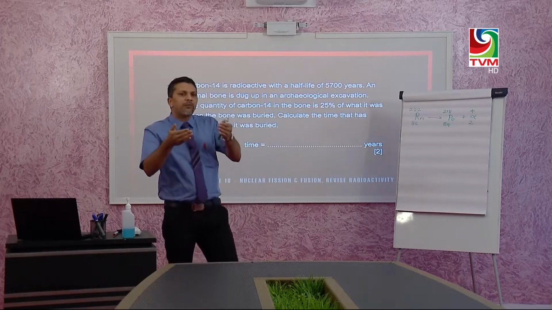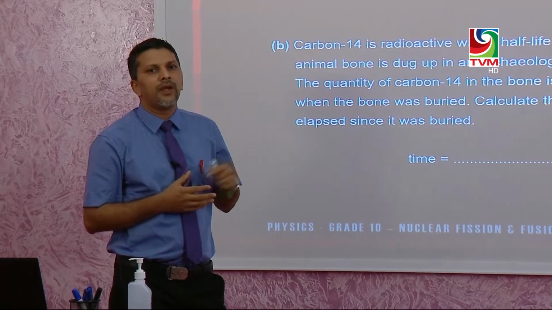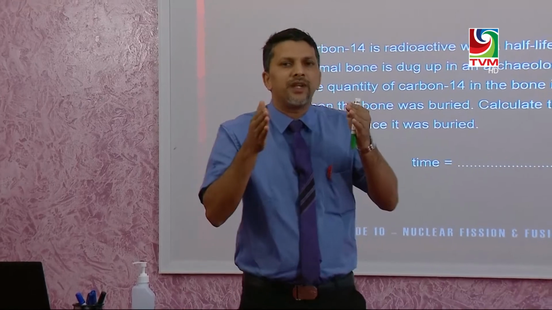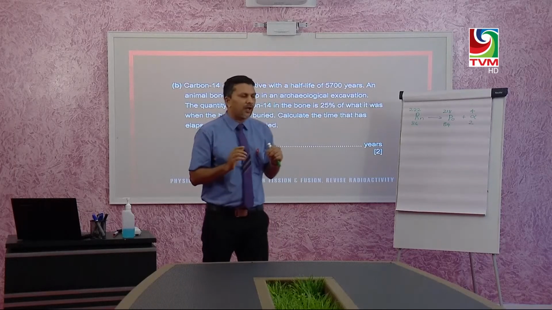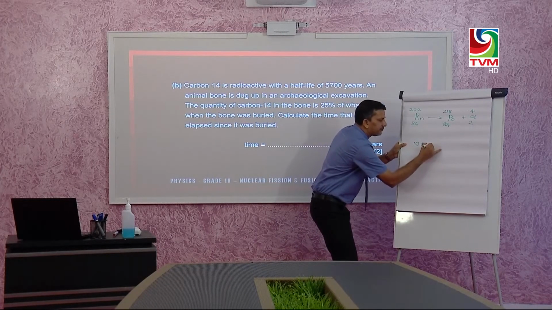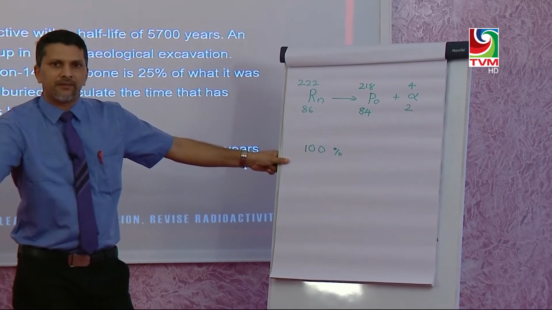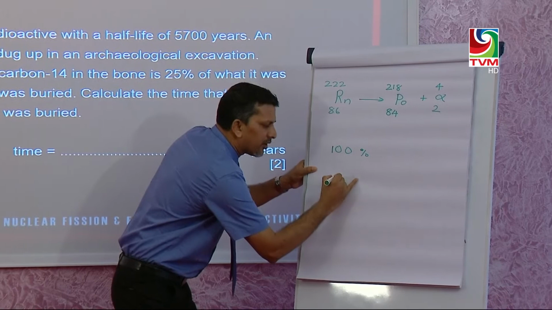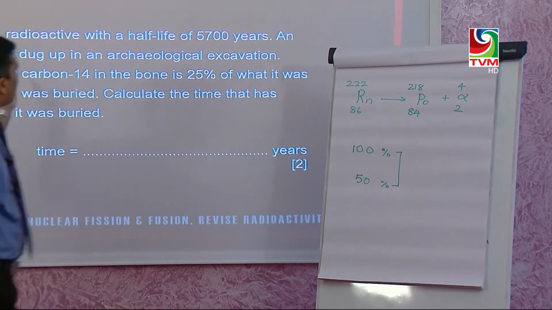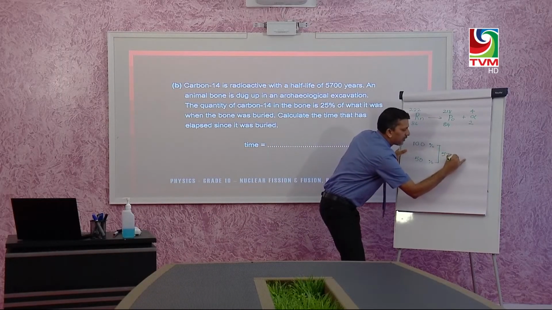At present, 25% of the carbon 14 remains in the bone. When a percentage is given like this, we have to start by fixing the first value. First we have 100%. After one half-life, how much percentage will be there? Half of this, 50%. So one half-life is over. One half-life is 5,700 years.